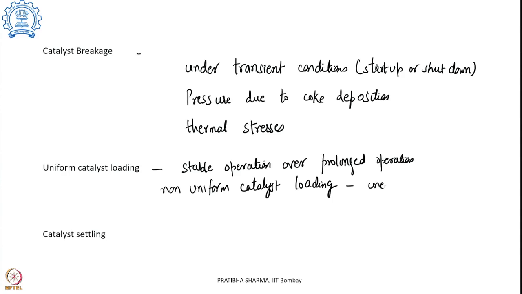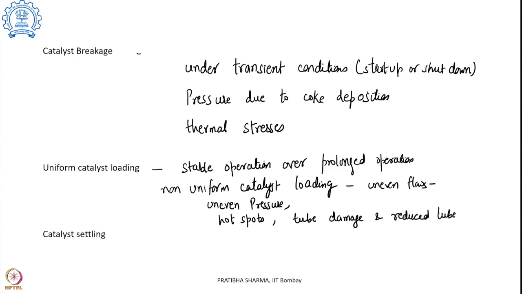There will be uneven flows, there will be temperature gradients, there will be uneven pressure drop inside the column, hot spots will be created, and that can lead to tube damage and reduced tube life. So, that is highly undesirable. Besides these, there could be a problem associated with catalyst settling, and that can also create problems. Now, what are the ways to address these?